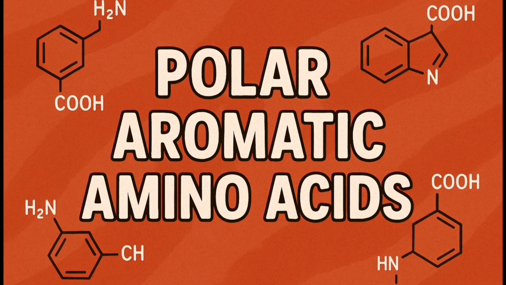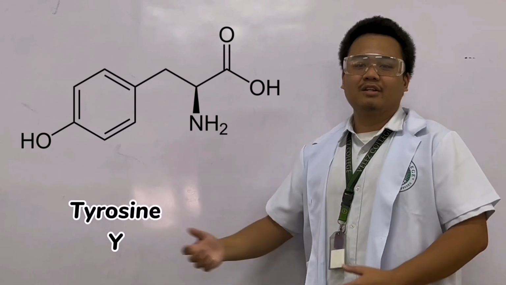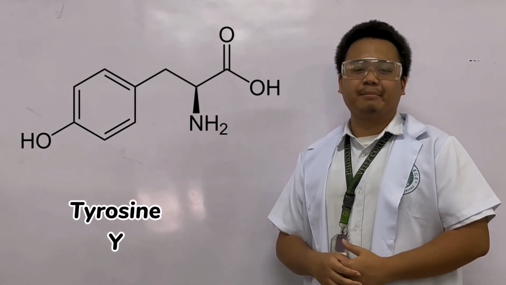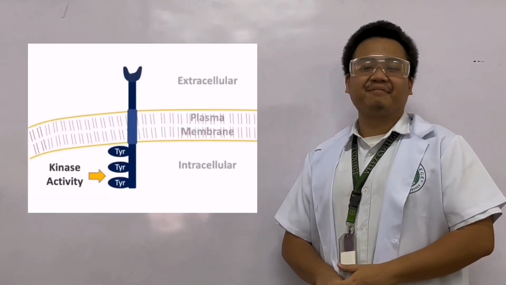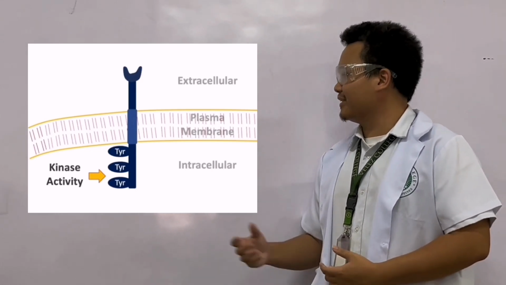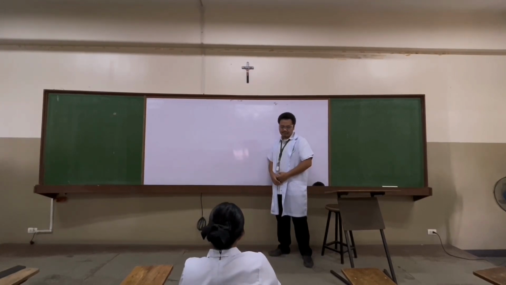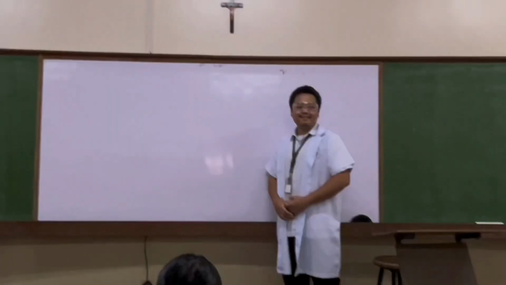Does that mean we also have polar? Polar aromatic amino acids. Tyrosine. This amino acid is polar due to a hydroxyl group attached to the benzyl ring. Its structure is vital to signaling pathways using tyrosine kinase receptors. We've talked about two groups already, but after that we have three more. What are they? That's right. Let's tackle the other three groups one by one.